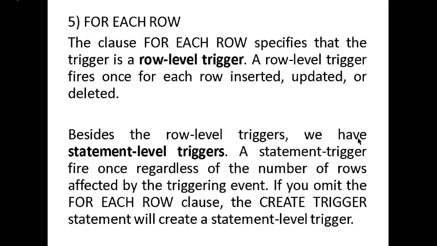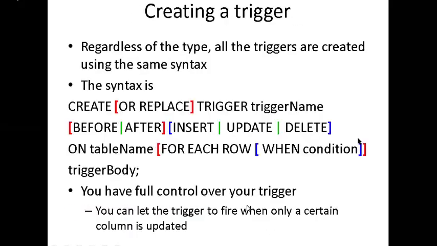So if you omit the for each row clause, then the create trigger statement will create a statement level trigger, right? That is why I have given you these things in detail. If you omit this part, for each row, then it just creates a statement level trigger. It does not care about the number of occurrences. It only fires once, and then after that it won't fire.